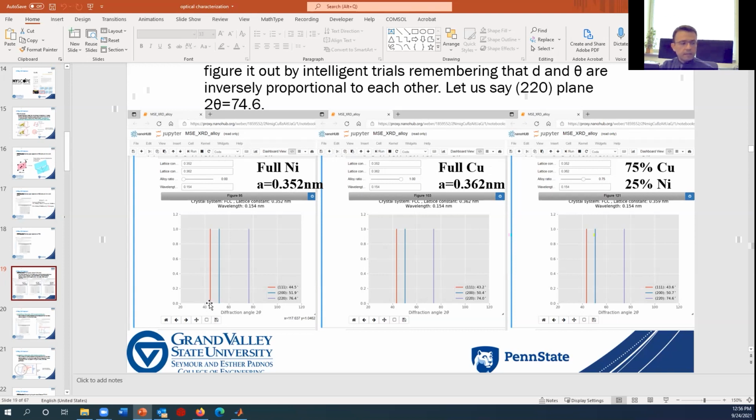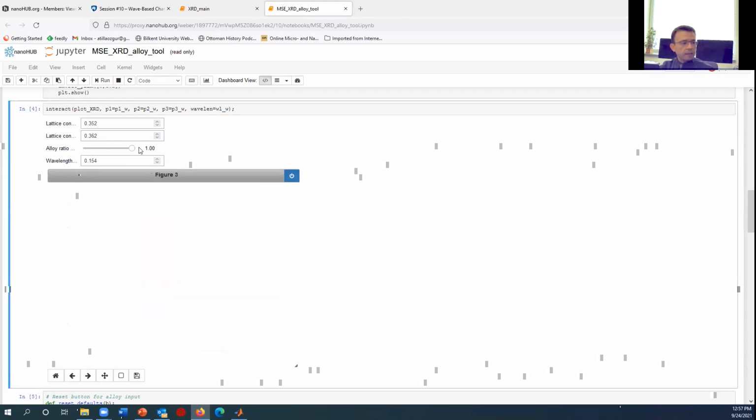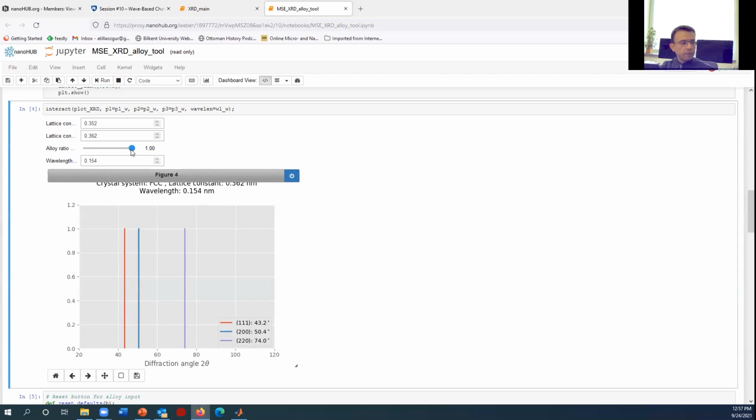Based on that, we can tell the students, okay, just concentrate on one of these peaks, and we can give them, okay, my expected angle is, say, 74.6. Now let's go to the application. So this is the answer, of course. This is full nickel now. The alloy ratio is 0, meaning that it's made out of nickel. And this is completely made out of copper.